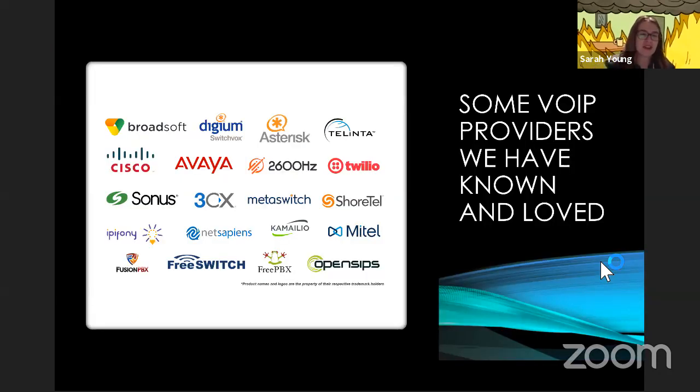You may have come across some well-known VoIP providers. Of course, there's people like Cisco, Avaya, Broadsoft, Mitel. I'm not going to read them all out, but I'm sure you've come across some of these. And even if you don't have a physical VoIP phone on your desk anymore, there will be VoIP technologies in the collaboration software that you're using, if it's Zoom, Teams, Slack, etc. So this stuff is very much still around, even if you don't have a physical phone on your desk.